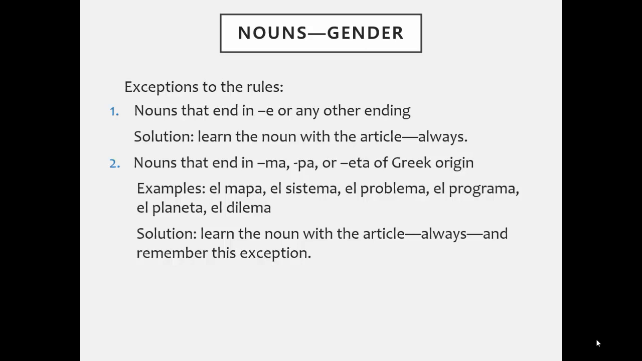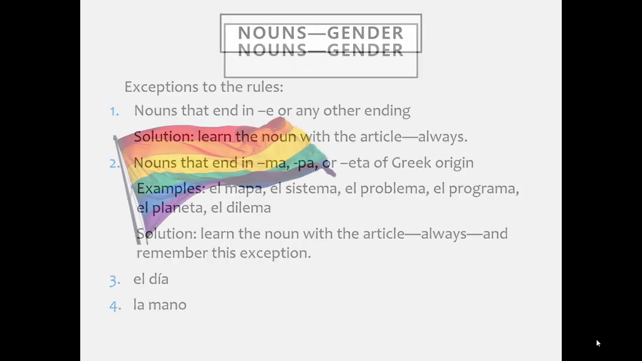The next two exceptions are really single words, very common words, but they buck the trend. El día, meaning the day, is always masculine. Yes, it ends in a, but it comes from a masculine word in Latin, dies, and it stayed masculine in Spanish. The same is true for la mano, meaning the hand. In Latin, the word was feminine, manus, and that did not change into Spanish.